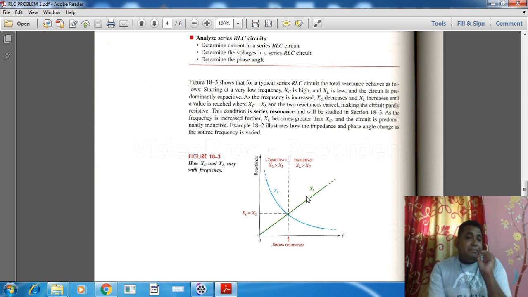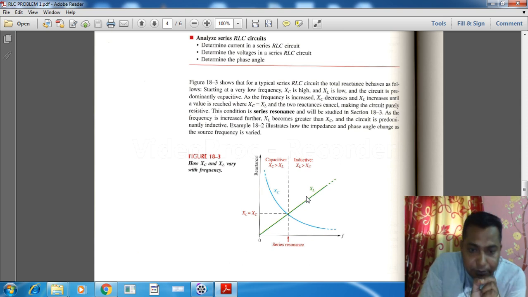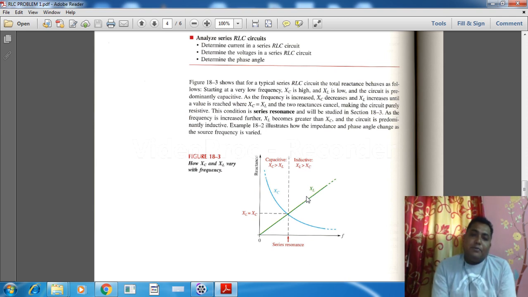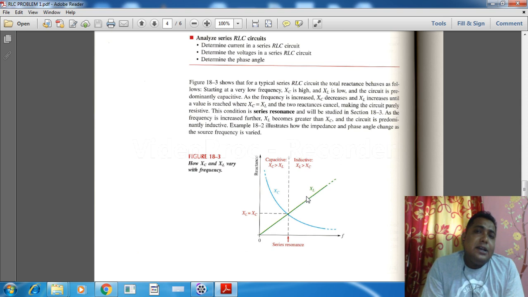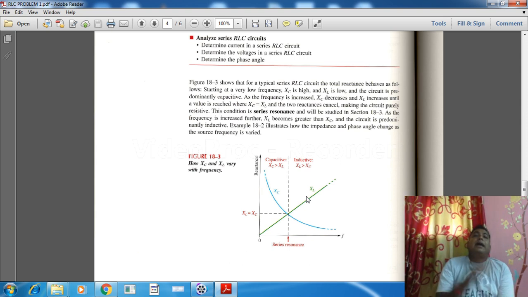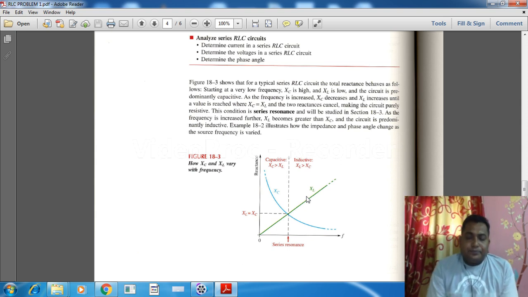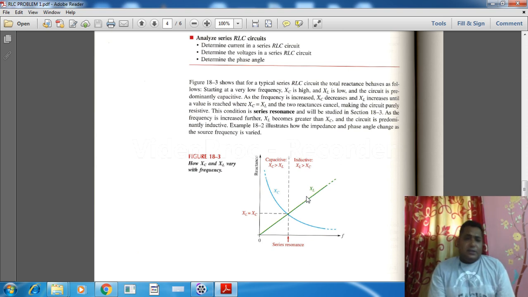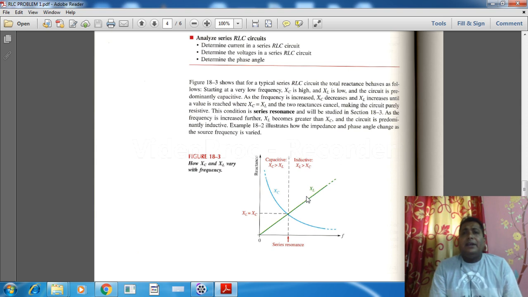Now, a very important point: in this graphical analysis we can say that there is an XC curve and there is an XL curve. They intersect somewhere, and that place is known as the resonating frequency, where the magnitude of XL and XC is the same but the direction is opposite. We will discuss in a later class these things: resonance, series resonance, parallel resonance, different things are there.